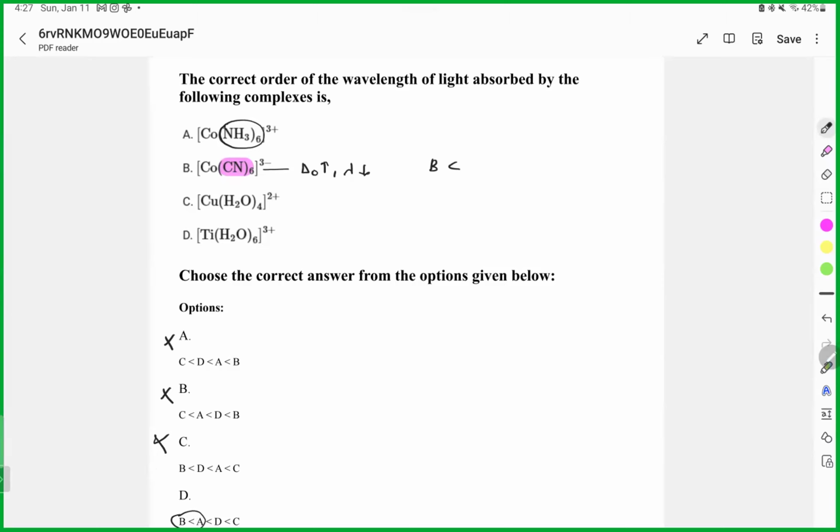But tell me guys, was it really difficult if you know the concept? Wavelength is related with energy. More energy, strong ligand, more energy, less wavelength. This is a simple logical question from the dual nature of matter also. E is equal to h nu. E is equal to hc by lambda. So more energy, less wavelength. And you know strong ligand, then energy will be more and wavelength will be less. As simple as that. Make sense? Right?